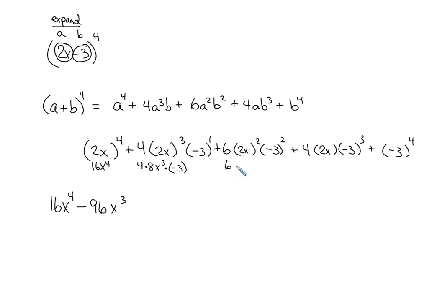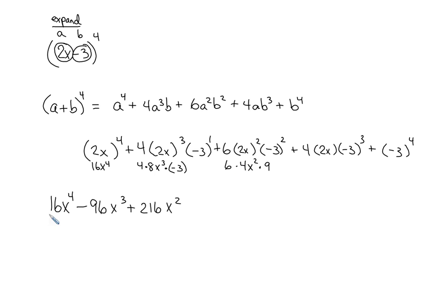Next, I have a 6. What's 2 squared? 4. And then we have an x that gets squared. And then what's negative 3 squared? Positive 9. So we have an x squared. And we have 24 times 9, which is 216. So this becomes plus 216x squared. Does everybody see how easy that is?